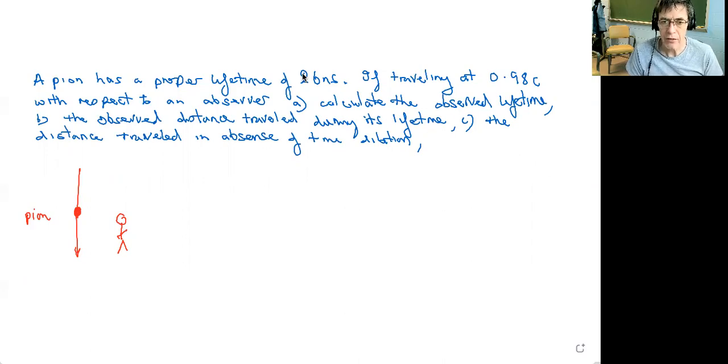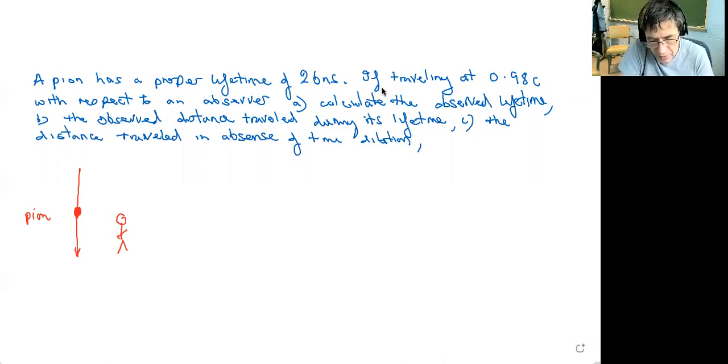When we say the pion has a lifetime of 26 nanoseconds, we're meaning the pion has a proper lifetime of 26 nanoseconds in its reference frame. In its own reference frame, where it is stationary, its lifetime is 26 nanoseconds. If we were to observe it in a different reference frame where it is moving, then we would observe a different lifetime. We would observe a time-dilated lifetime. And that's what this question is about.